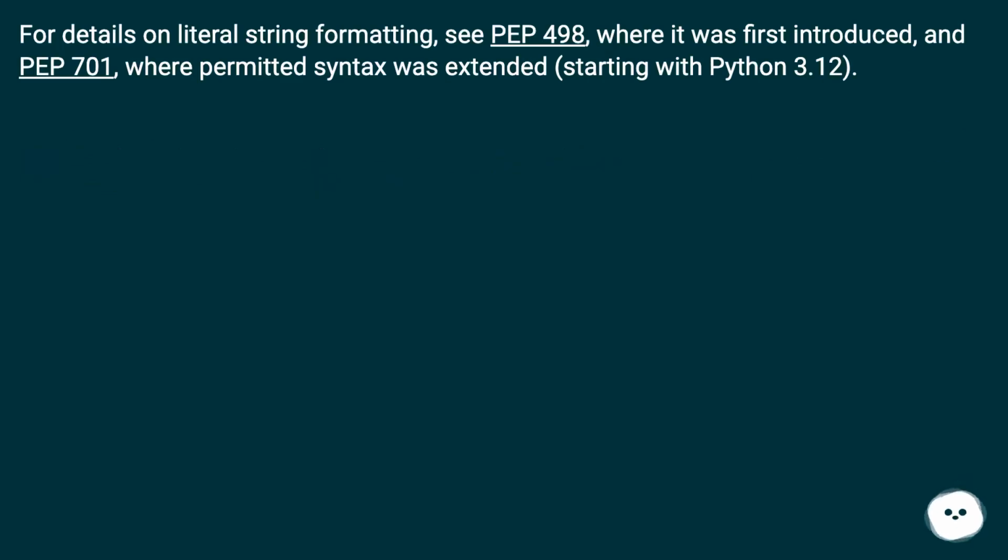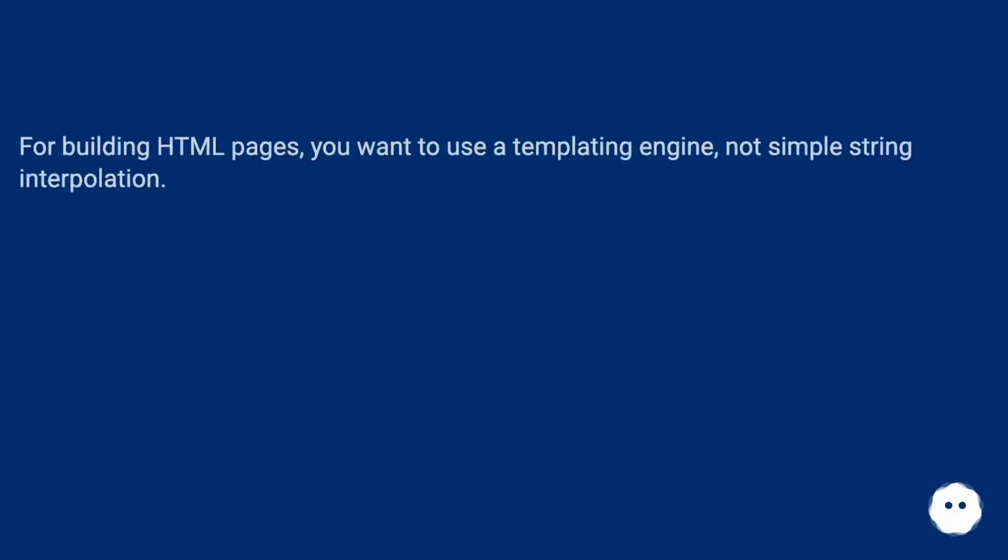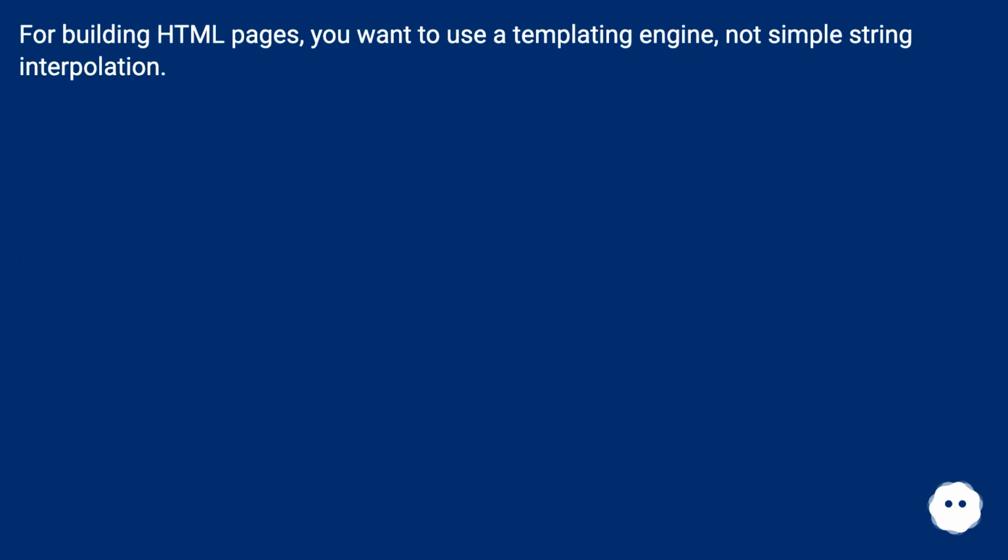For details on literal string formatting, see PEP 498, where it was first introduced, and PEP 701, where permitted syntax was extended, starting with Python 3.12. You will be addicted to this syntax. Also C# 6.0 and ECMAScript developers are familiar with this syntax. For building HTML pages, you want to use a templating engine, not simple string interpolation.